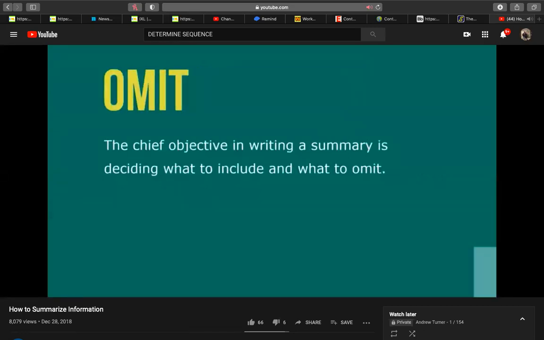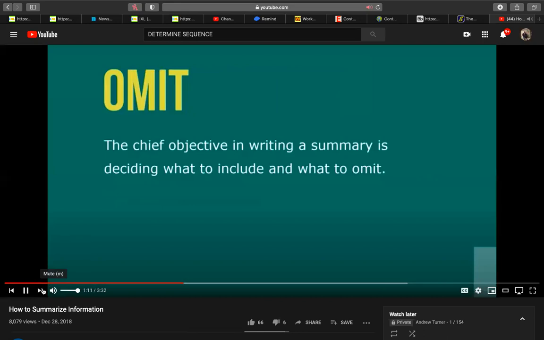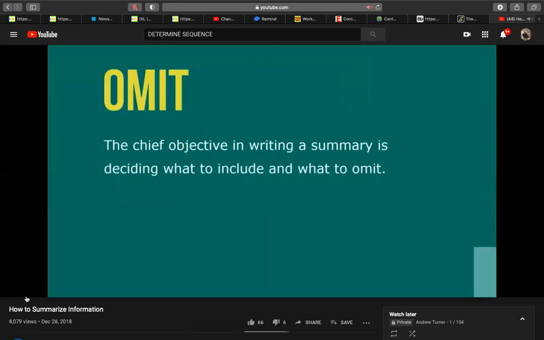The chief objective in writing a summary is deciding what to include and what to omit. Determine what is the most relevant information for your audience and its purpose. As we've seen, a summary is a streamlined review of only the most significant points. You will not save your readers time if you simply rephrase large sections of the original. That will simply supply readers with another report, not a summary.